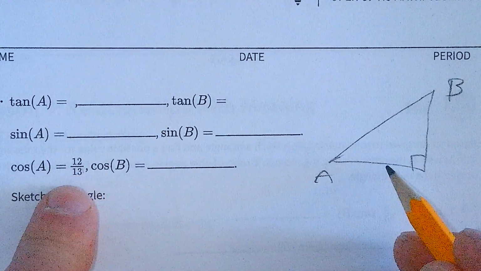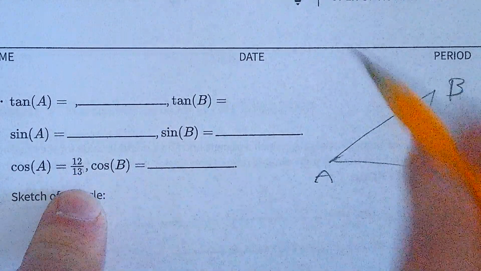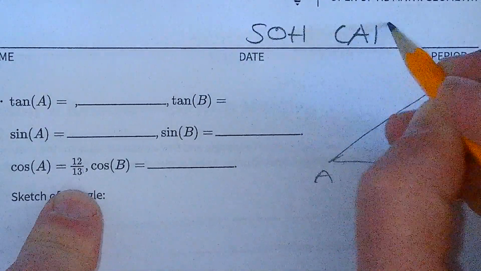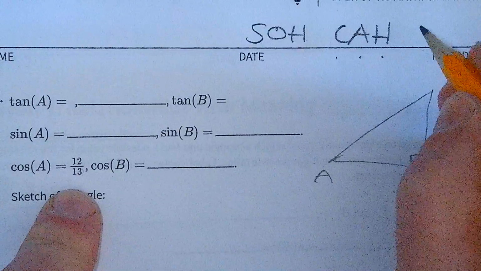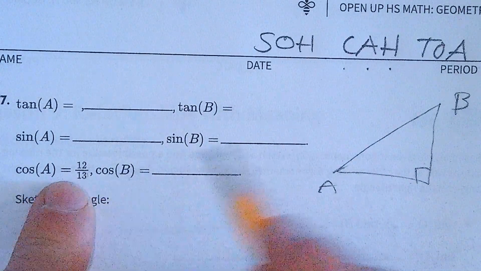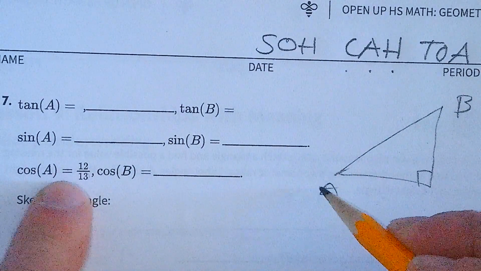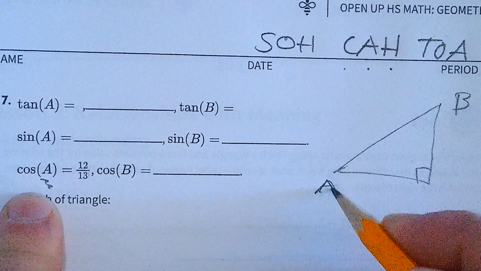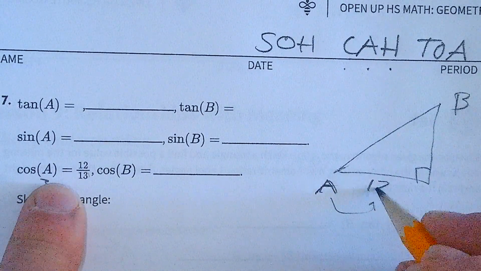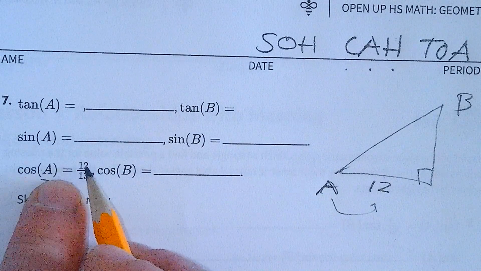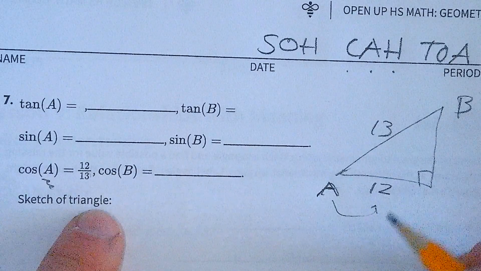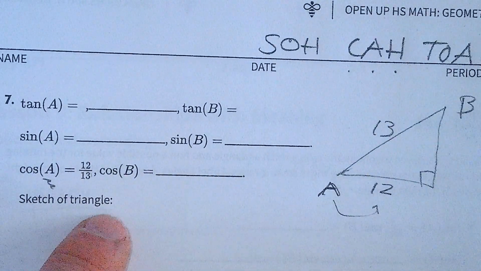Sketched my triangle. I got my cosine A. So there's cosine. Cosine is adjacent over hypotenuse. So cosine 12. What's adjacent? This is cosine A. What's adjacent to A? This side. So that's adjacent over hypotenuse, 12/13. The adjacent's 12. The hypotenuse is 13. Now we bust out some Pythagoras.